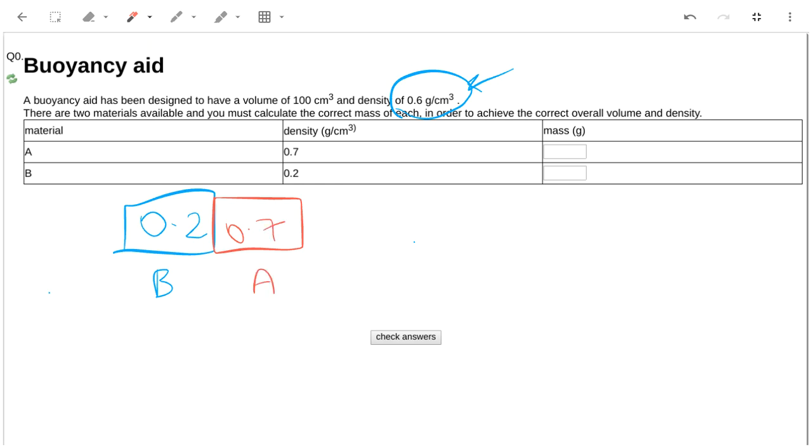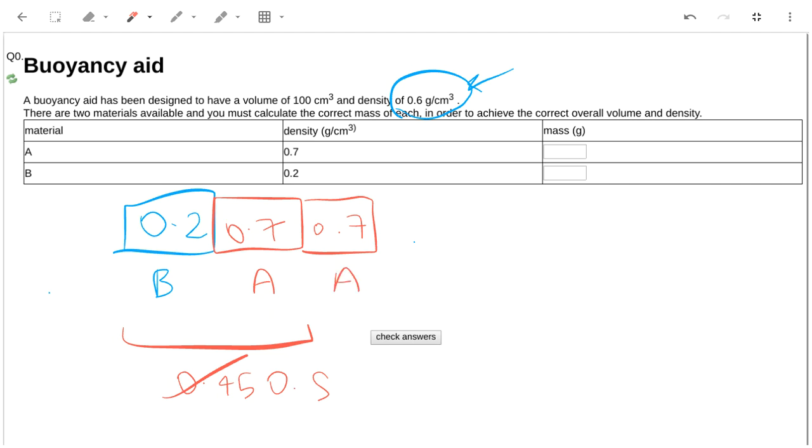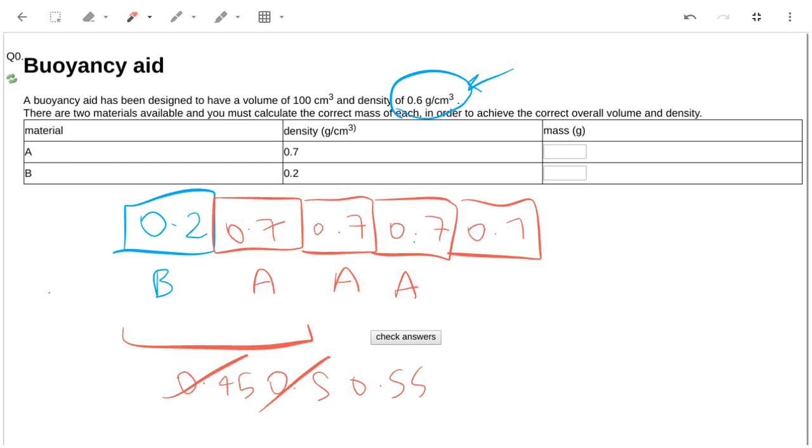Now at this point, the average is 0.45. So we need to add more A. And instead of 0.45, the average now becomes 0.5. I'm not there yet. Let's add a bit more A. If you do the calculation, it goes up to 0.55. Nearly there. You'll see there's a pattern emerging.